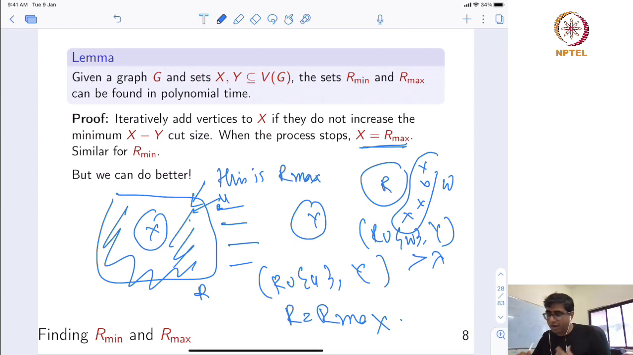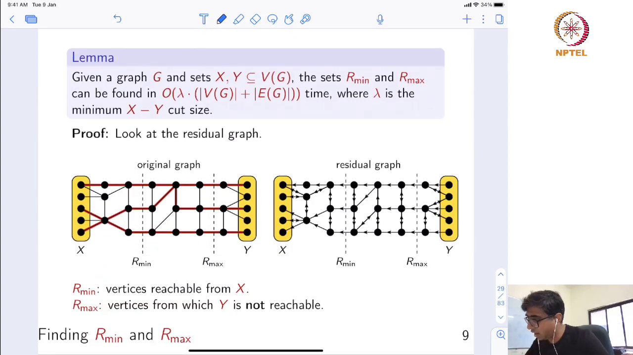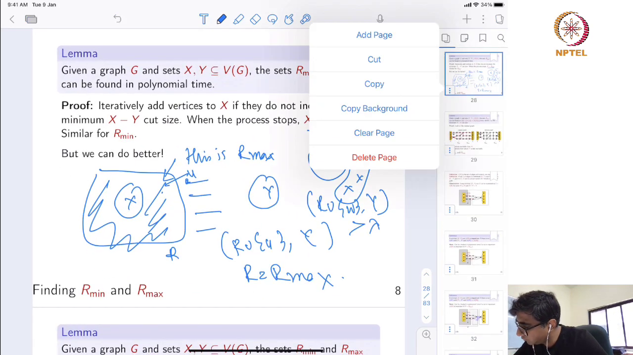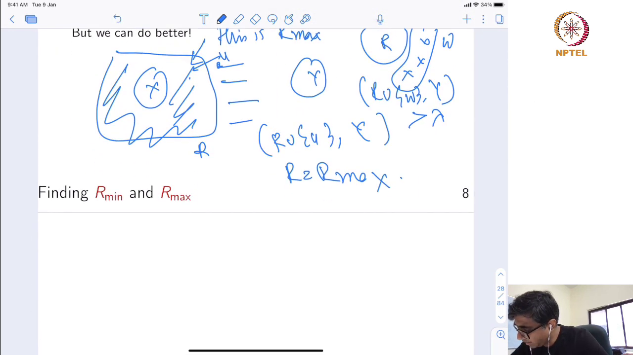So you iteratively add vertices to X. If they do not increase the minimum XY cut size, then you stop and say this is my R max. And similarly, what is R min? First let's define what R min will mean.